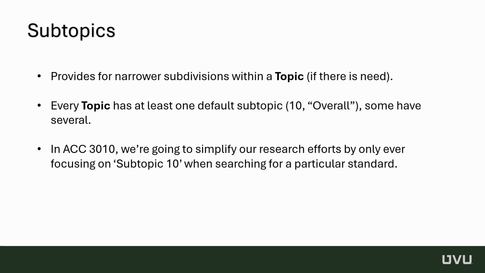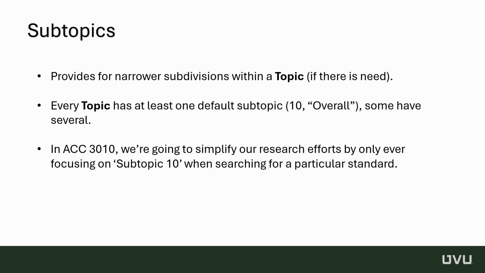The next level down is subtopics. Every topic has a default subtopic, number 10, labeled overall, which is the general guidance for that topic. Some topics are sufficiently broad and complex, such that additional subtopics are broken out, but those tend to be relatively less common. For this class, here's the rule of thumb. We are only ever going to focus on subtopic 10. Whenever you are working on an ASC citation, you can always bank on using the number 10 for your subtopic.